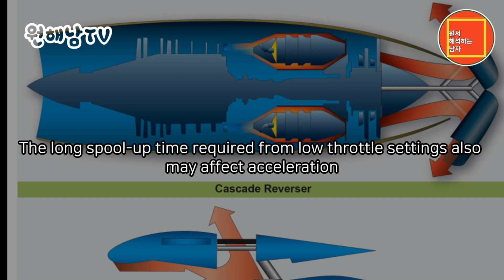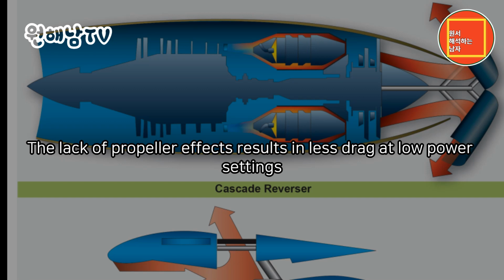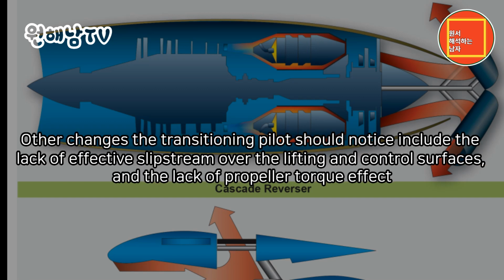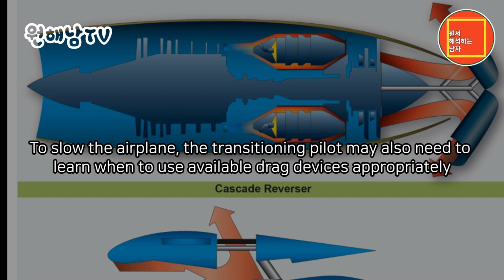The long spool-up time required from low throttle settings also may affect acceleration. Finally, the clean aerodynamic design of a jet can result in more gradual deceleration when thrust is reduced. The lack of propeller effects results in less drag at low power settings. Other changes the transitioning pilot should notice include the lack of effective slipstream over the lifting and control surfaces, and the lack of propeller torque effect. Even though moving the power levers has less effect at low power settings, the pilot should change power settings smoothly. To slow the airplane, the transitioning pilot may also need to learn when to use available drag devices appropriately.